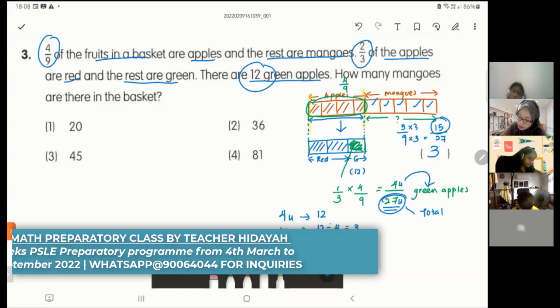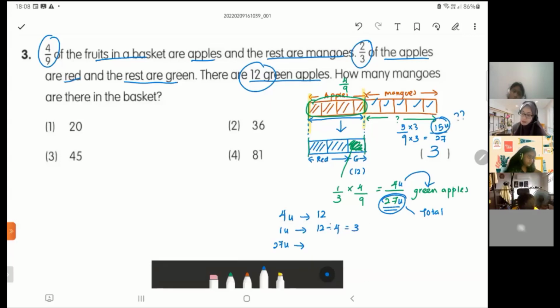So how many mangoes must I find? 15 units. Okay, so we just find 15 units will do. 15 units will be 15 times 3 equals 45. And that is my answer, number 3. Hadi was correct. Understand? Okay.